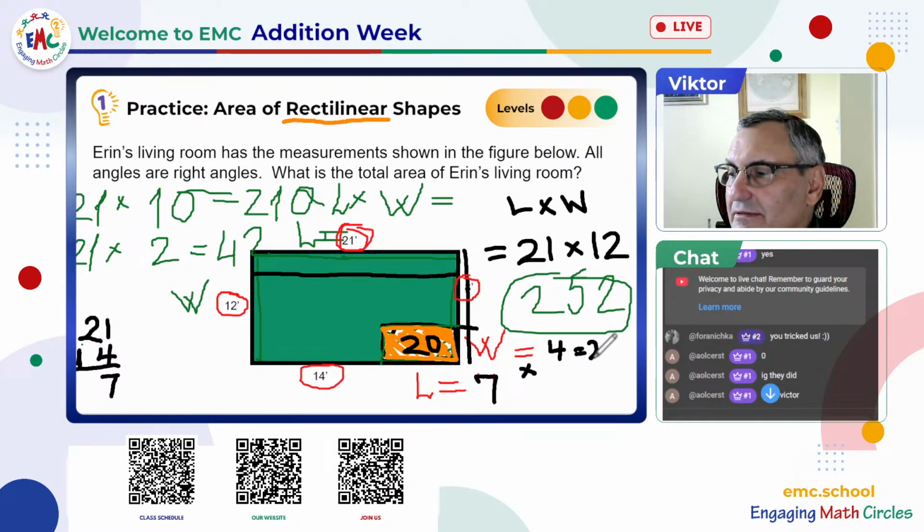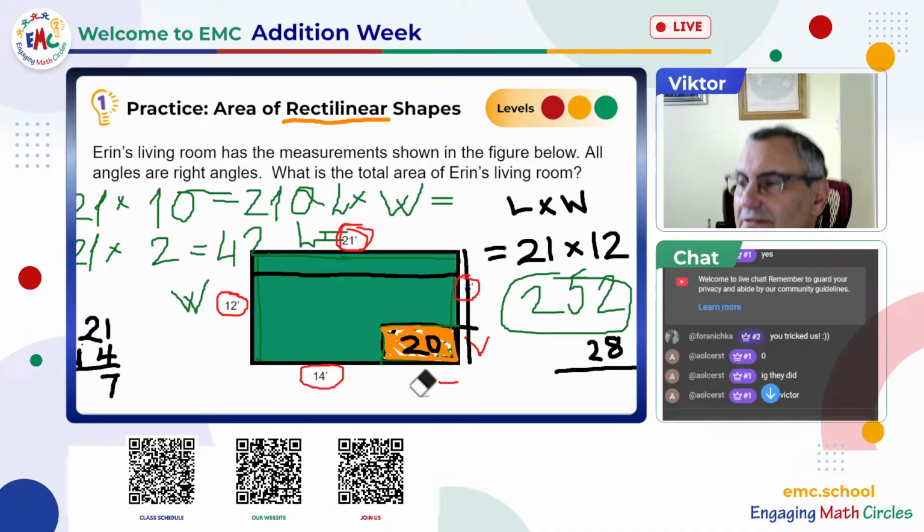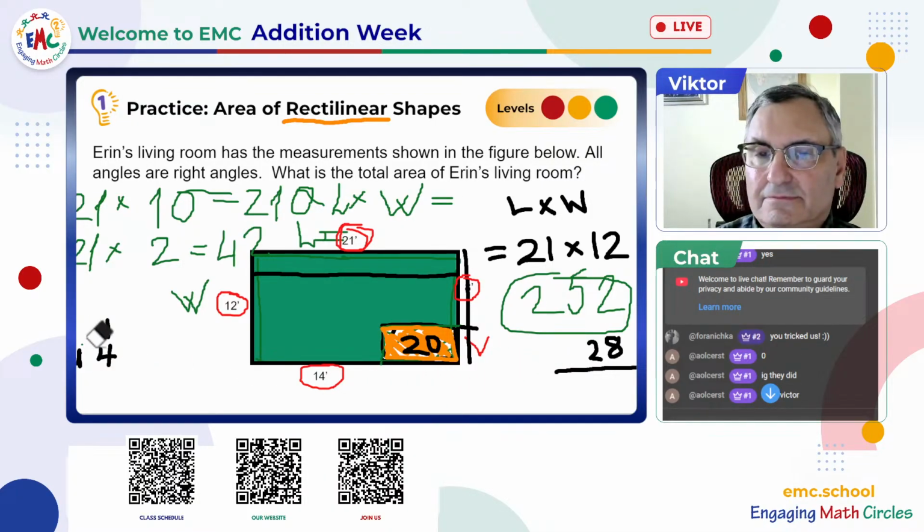28 from chat as well. Awesome. Very good. Great job in chat. So we're going to take away 28 from 252, our 252 that Victor got for the whole thing.